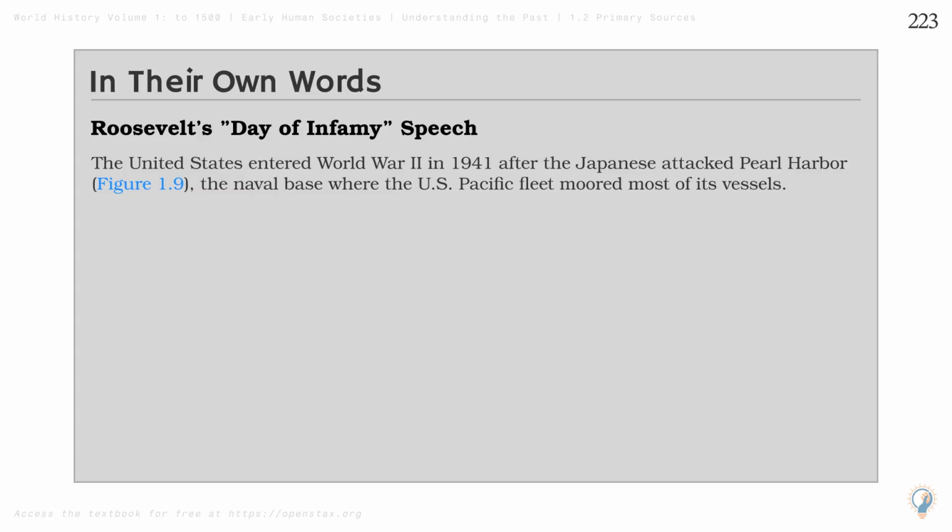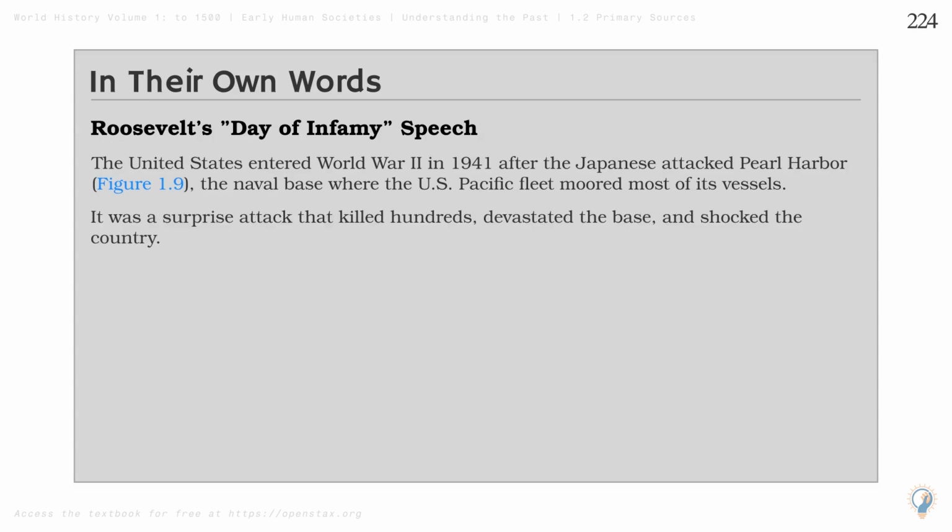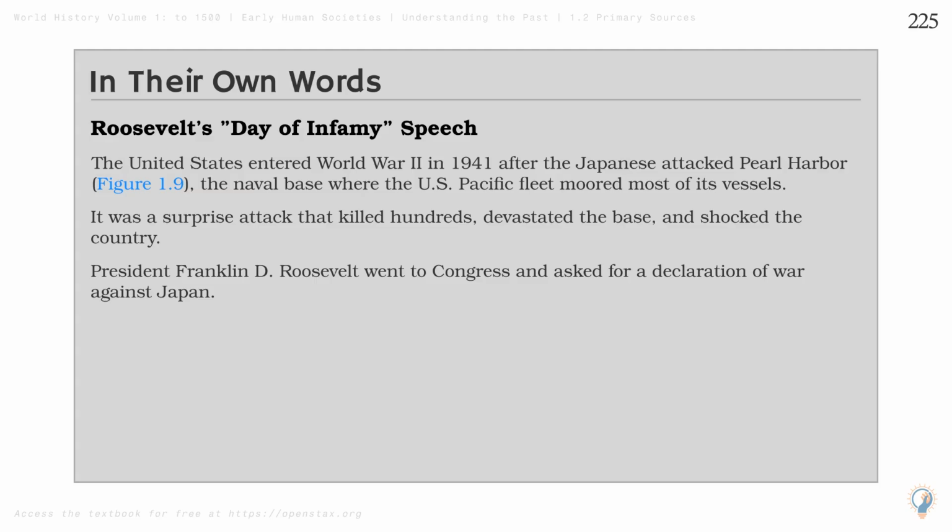The United States entered World War II in 1941 after the Japanese attacked Pearl Harbor, Figure 1.9, the naval base where the U.S. Pacific Fleet moored most of its vessels. It was a surprise attack that killed hundreds, devastated the base, and shocked the country. President Franklin D. Roosevelt went to Congress and asked for a declaration of war against Japan. The speech he gave, however, was about more than this request.